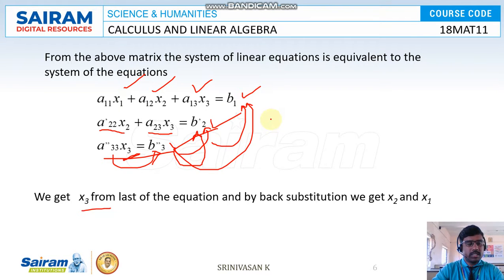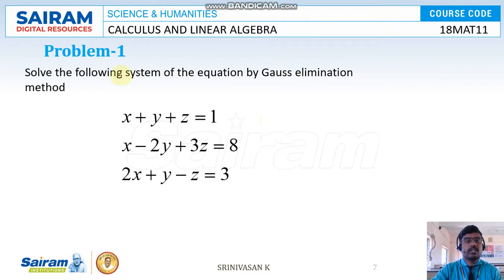So by using this method, we easily find the value of the unknown variables. Okay, so now we'll discuss the first problem. The question is, solve the following system of equations by the Gauss elimination method. There are two methods: one is Gauss elimination, another one is the Gauss Jordan method. In the next video I will explain the Gauss Jordan method, so read the question carefully and use the Gauss elimination method.